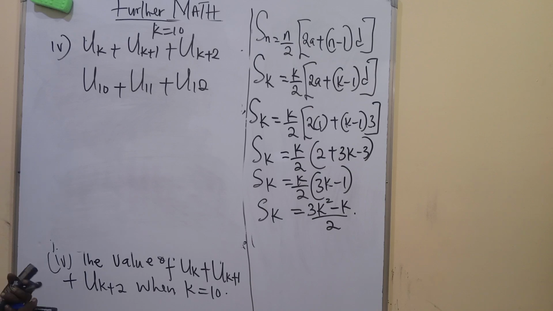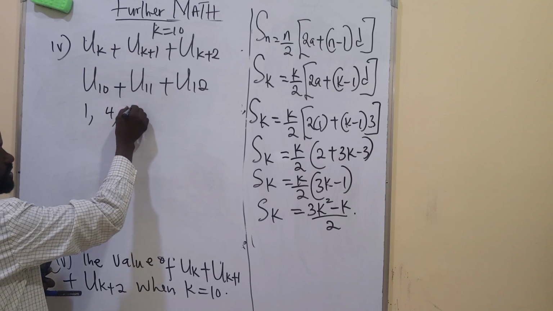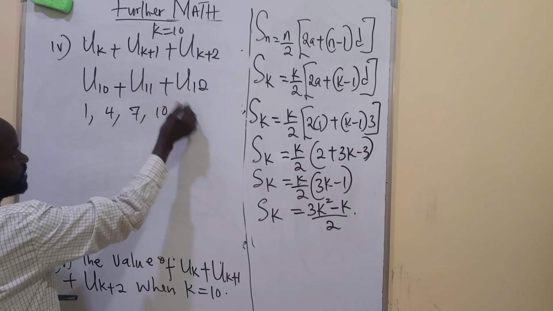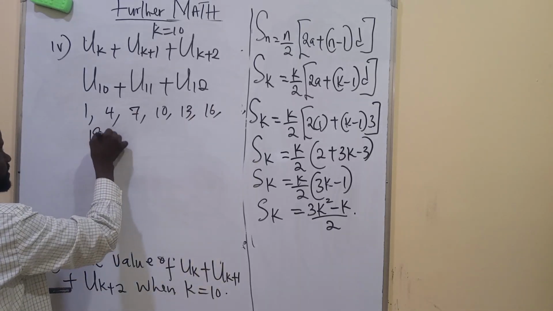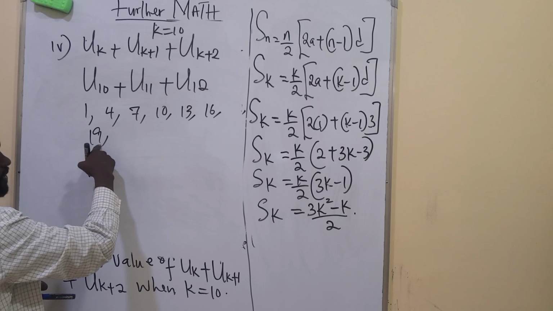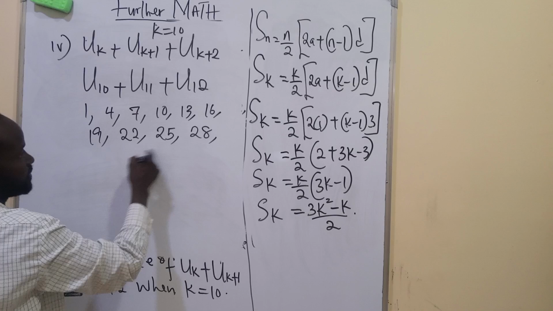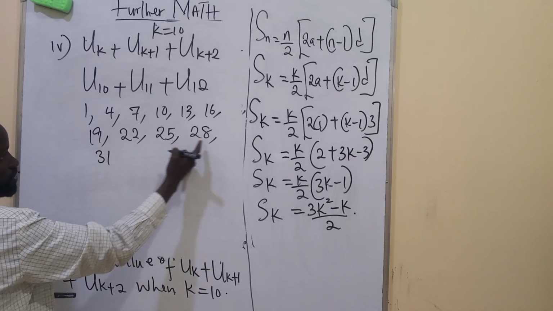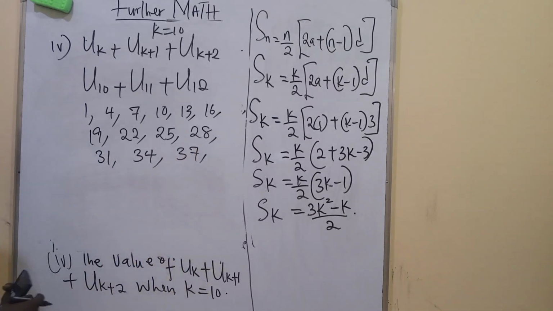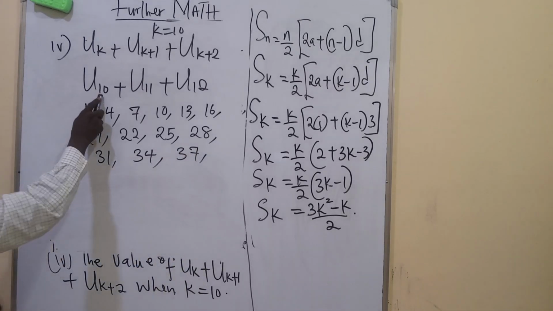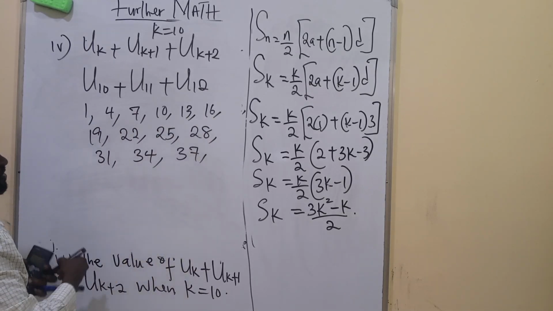Do you know why? We know the pattern of our sequence. The pattern is 1, 4, increase it by 3, that will be 7, increase it by 3, that will be 10, 13, increase it by 3, that will be 16, then 19, then 22, 25, 28, increase it by 3, that will be 31, then 34, then 37. This is the pattern of the sequence. So we can easily get the 10th term. Let's count: 1, 2, 3, 4, 5, 6, 7, 8, 9, 10. The 10th term is 28.